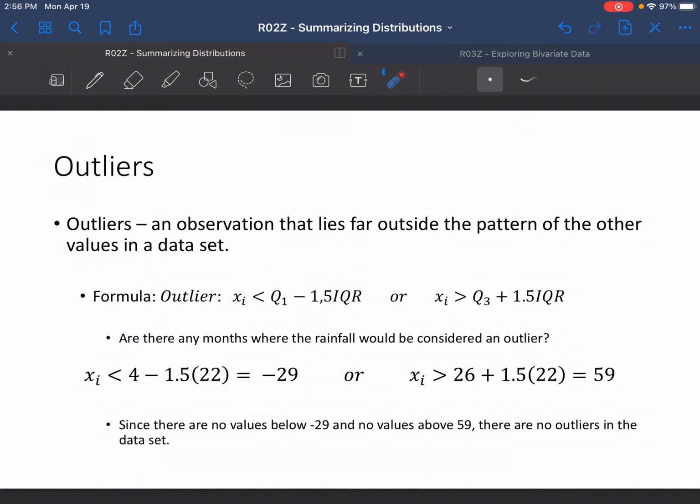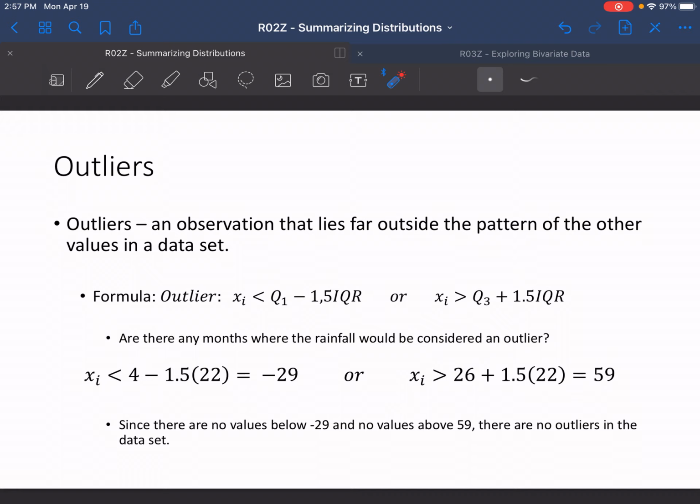We can also find our outliers using a pretty particular formula if we're given an entire data set. Outliers are basically just an observation that lies far outside the pattern of the other values in the data set. If we are asked to find what numbers in that data set are potentially outliers, we have to use these two formulas right here. So an outlier is essentially any number that is less than quartile 1 minus 1.5 times the interquartile range, or any value that is greater than quartile 3 plus 1.5 times the interquartile range.